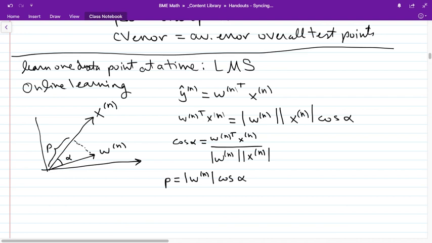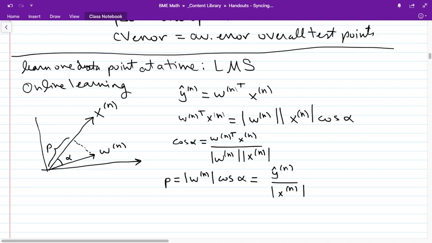So what is this guy here? What is cosine of alpha? It's what I wrote here, which is equal to this Wn transpose x of n divided by this. If I just simplify that, I get my y hat of n divided by the magnitude of x of n. So when I project w onto x, I get something proportional to y hat.